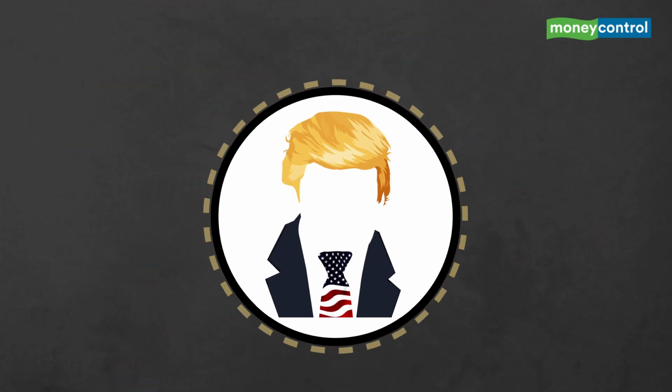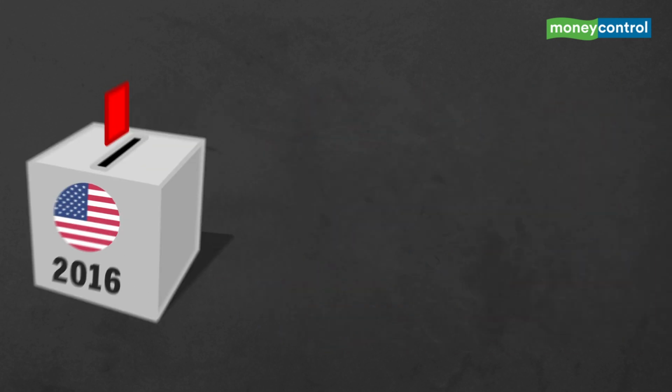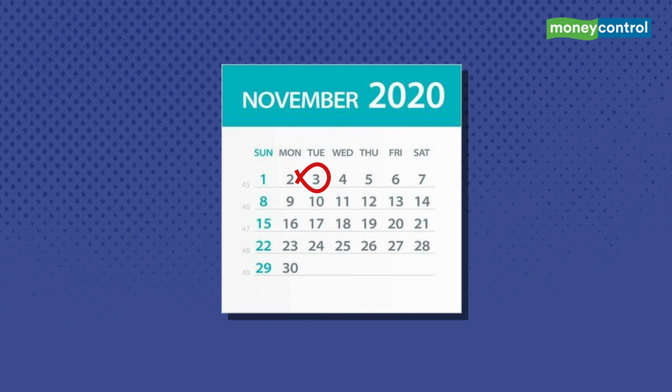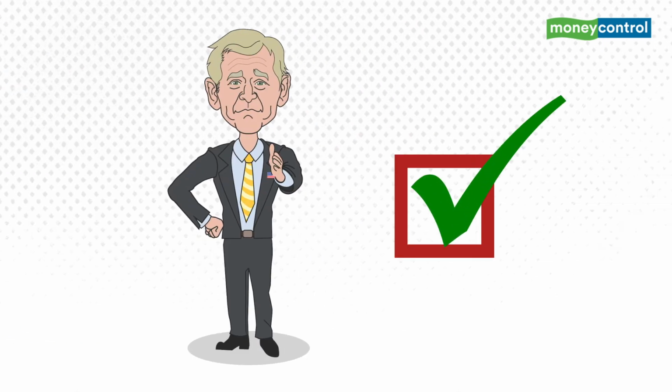Often called the most powerful man on earth, the United States President is elected every 4 years. This year, on the first Tuesday of November, the US will elect its president. Joe Biden will challenge incumbent Donald Trump in what is already turning out to be a no-holds-barred electoral battle. Here's a quick look at how the US elections are held.